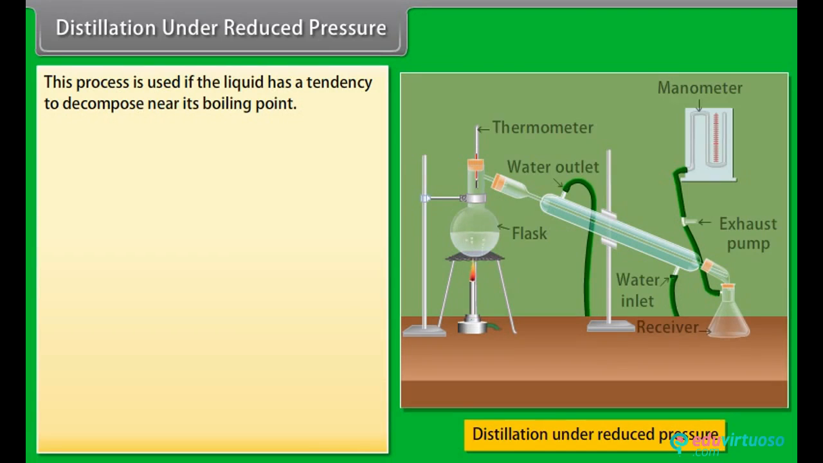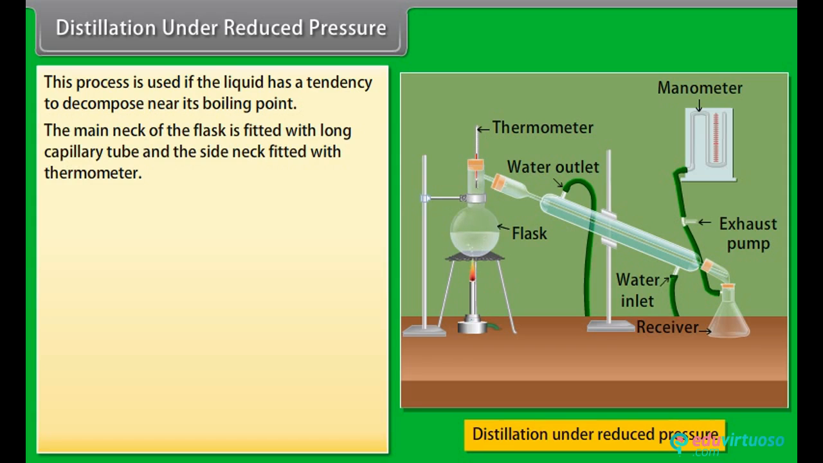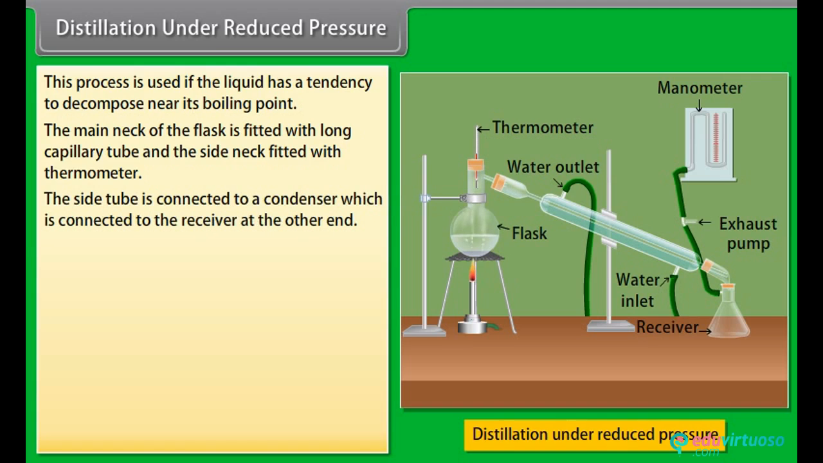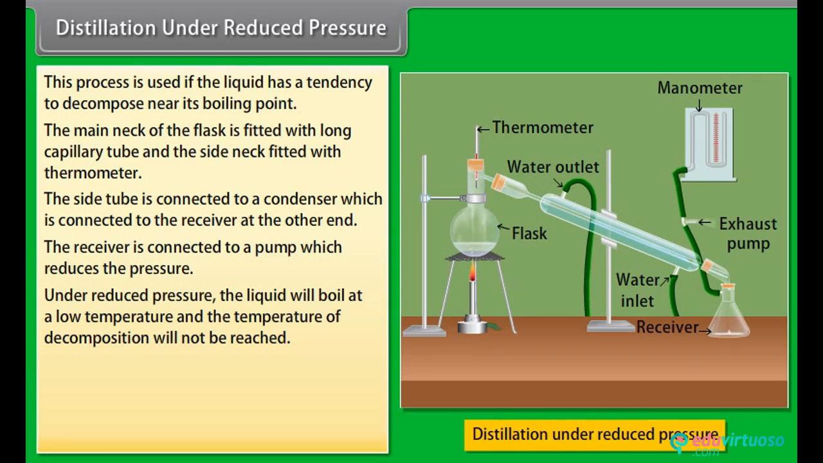Distillation under reduced pressure. This process is used if the liquid has a tendency to decompose near its boiling point. The main neck of the flask is fitted with a long capillary tube and the side neck is fitted with a thermometer. The side tube is connected to a condenser which is connected to the receiver at the other end. The receiver is connected to a pump which reduces the pressure. Under reduced pressure, the liquid will boil at a low temperature and the temperature of decomposition will not be reached.